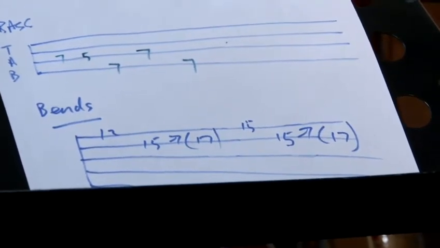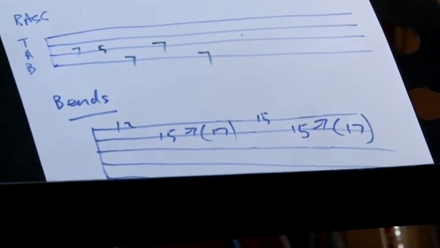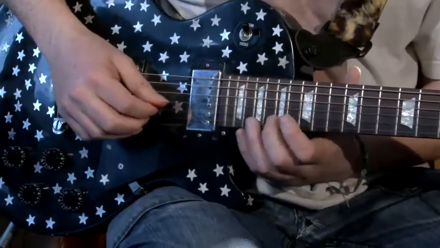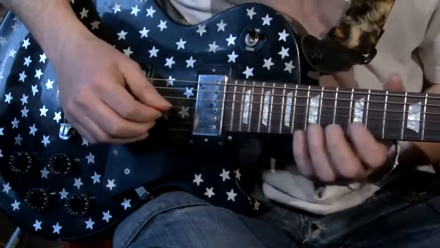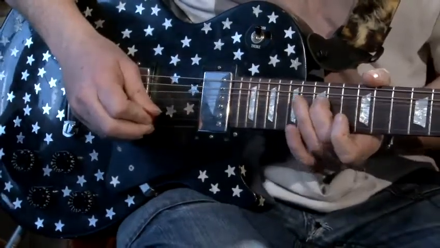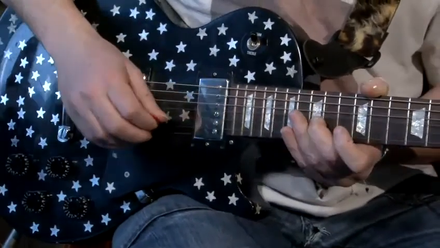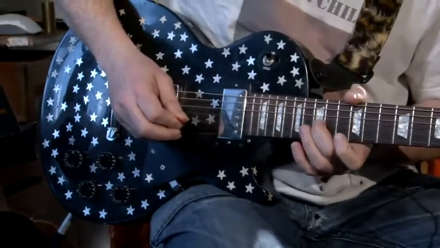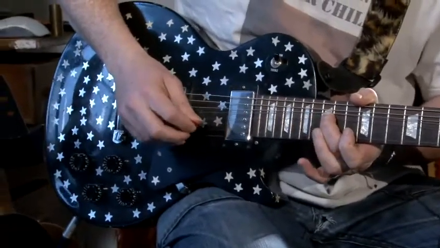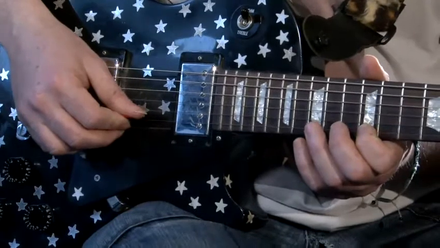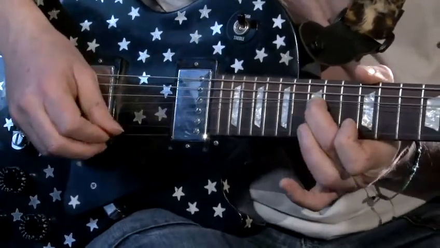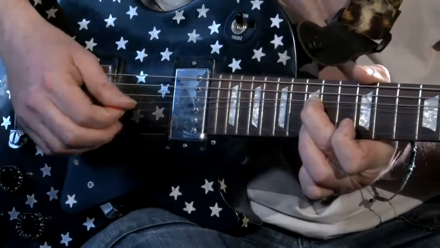So if I play the note at the 17th fret, it'd sound like this. So I'm going to try and bend this note to sound like this one. Here we go. So that's what that's telling you. 12, 15, bend it up to sound like 17. 12 on the thin string, 15 on the B string, bent to sound like 17. Then 15 on the E string, and then that bend again.